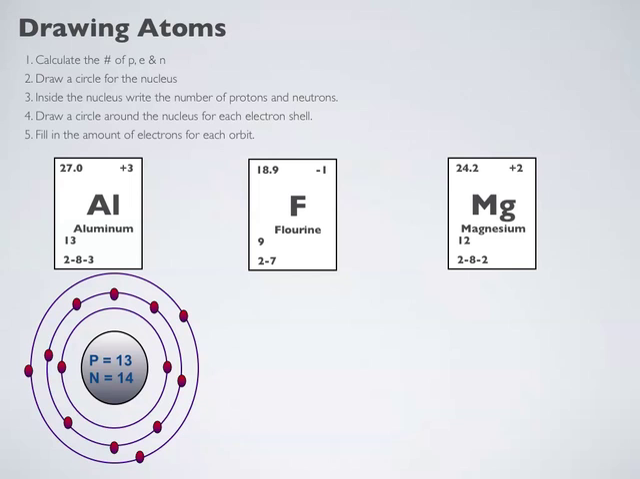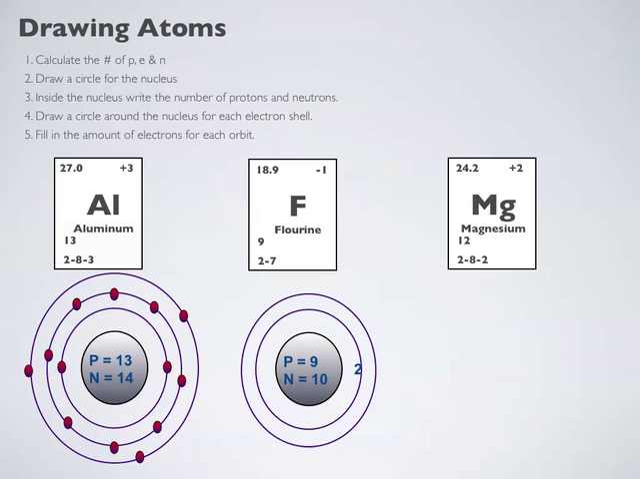If we do fluorine, same thing. 9 protons, 10 neutrons. Its electron configuration is slightly different. It has a full inner shell with 2 electrons, and then its second shell has 7. We eventually can take the shortcut of just writing the numbers in. You can draw the dots, it's up to you.